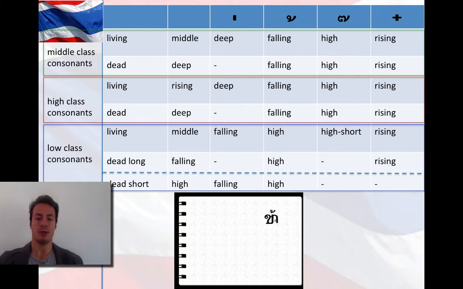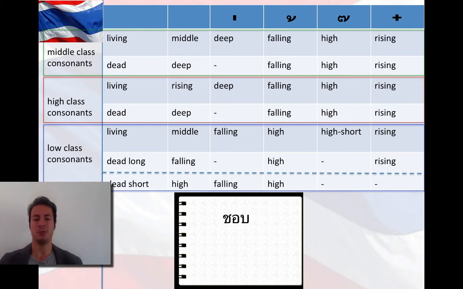Another example would be the word Khao, Khao, falling tone. Why is it a falling tone? As you can see, following the box. The red box shows it. High class consonant and the second tone mark. High consonant, second tone mark. Therefore, falling tone. Khao, khao.